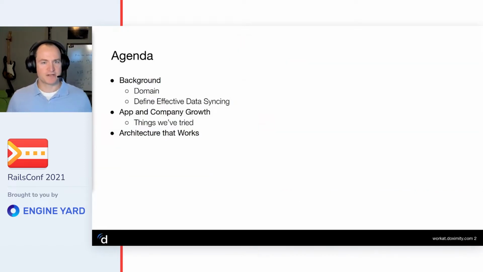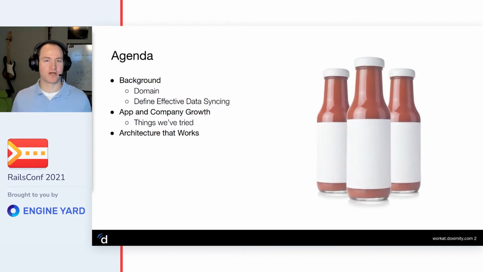The way that I'm going to do that is first I'm going to start talking a little bit about the background, talk about the domain, a little bit about Doximity, our company, and then we're going to define explicitly what we mean when we say effective data syncing. After that, we'll move into more of the application and company growth that we experienced and some of the things that we tried along the way to keep our data team and our web application team in sync. And finally, we'll end up on what I call our secret sauce, the architecture that has worked for us over the last several years and has enabled billions of effective data syncs in our system.